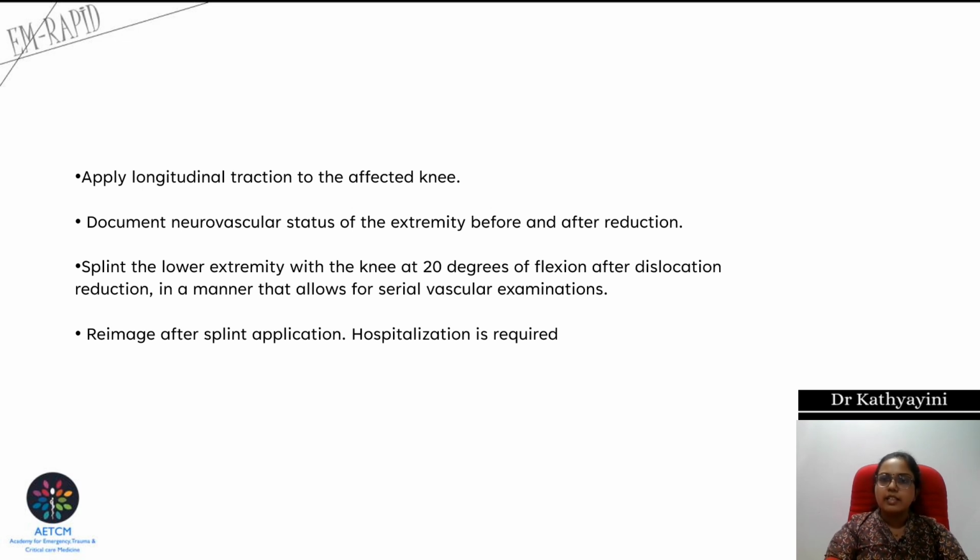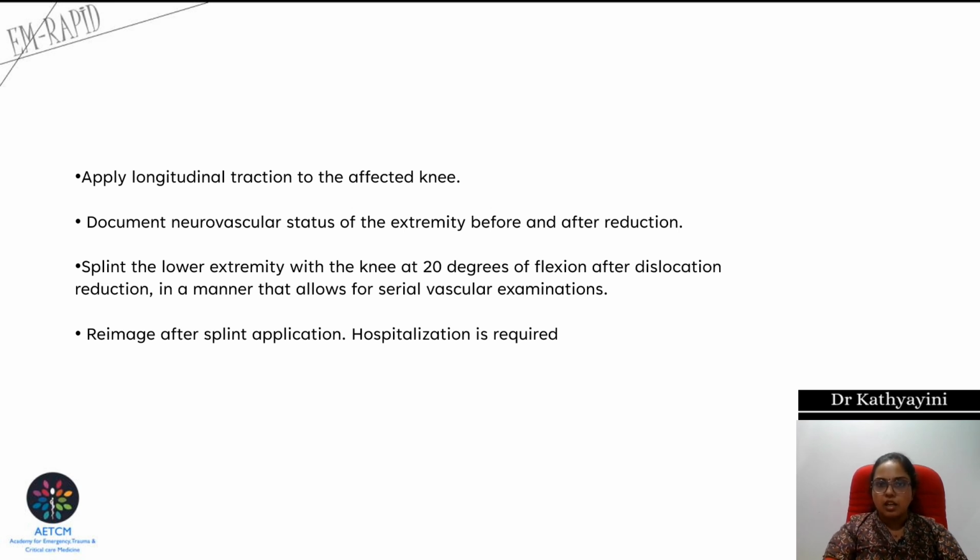Like any other closed reduction, it should be done under adequate procedural sedation and analgesia, after explaining the complications and getting consent from the patient. An important thing is that we have to document the neurovascular status prior to the reduction and also post procedure, because the dislocation is closely associated with the peroneal nerve and the popliteal artery. There is a chance of neurovascular compromise, so we have to do a neurovascular assessment and documentation.